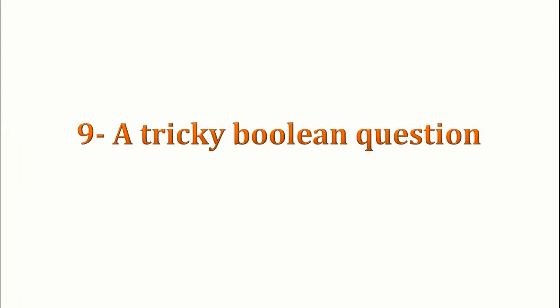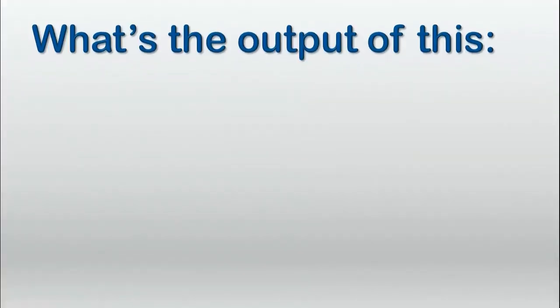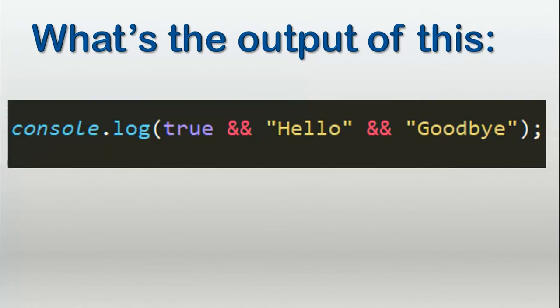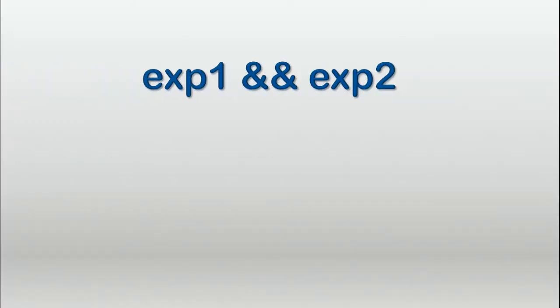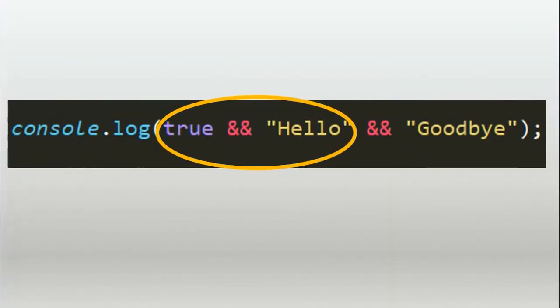A tricky boolean question. What's the output of this? Goodbye. When used with non-booleans, the operator AND returns expression 1 if it can be converted to false. Otherwise, it returns expression 2. In our case, the first operand is true, while the second can be coerced to true because it's not an empty string. Therefore, we are left with the third operand.